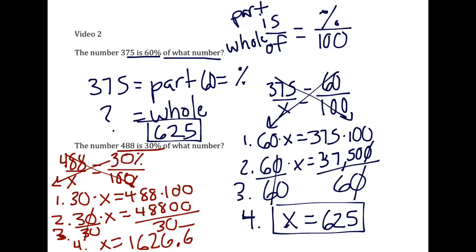So 488 is 30% of 1,626 and 6/10 repeating. So I'm going to go ahead and box in my answer, and that's what I get for the second problem.